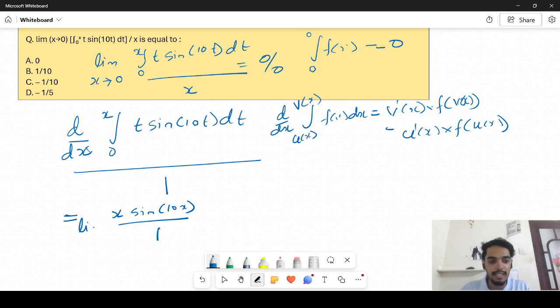Now it is limit x tending to 0. It is just 0 into sin 0, which is 0. So the answer is 0. So it will be option number A.